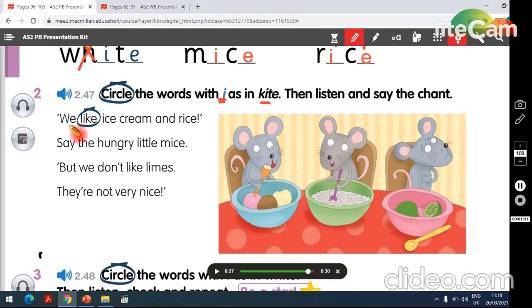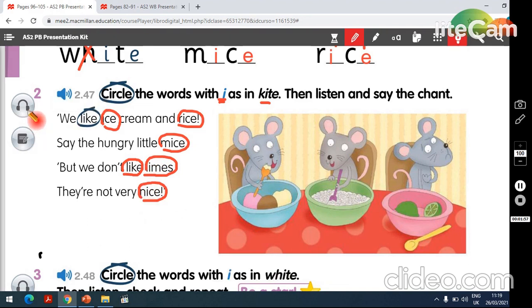Now we like ice, ice cream and rice. Say the hungry little mice. But we don't like limes. They're not very nice.